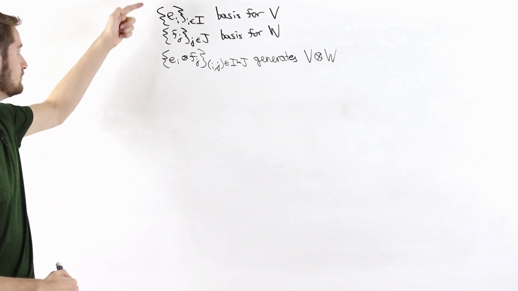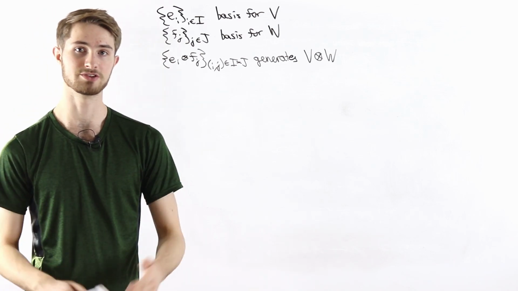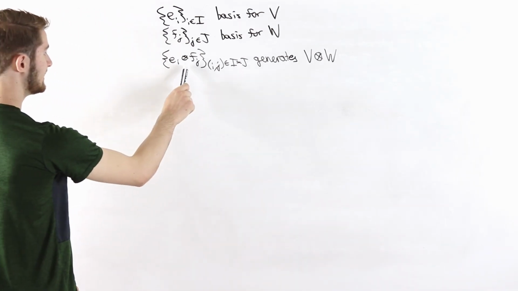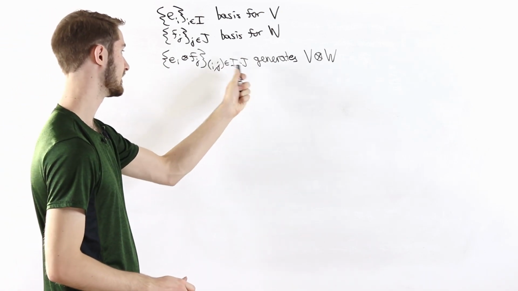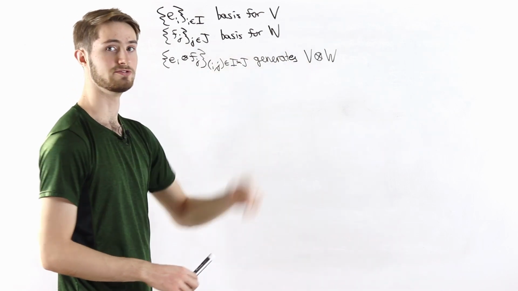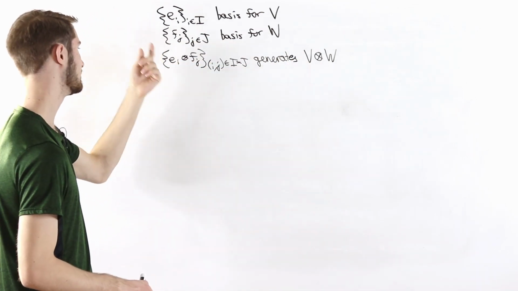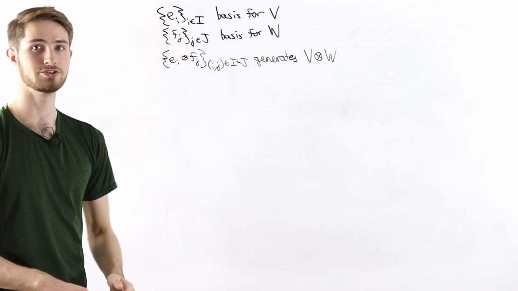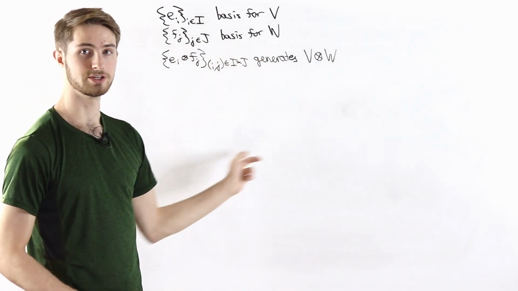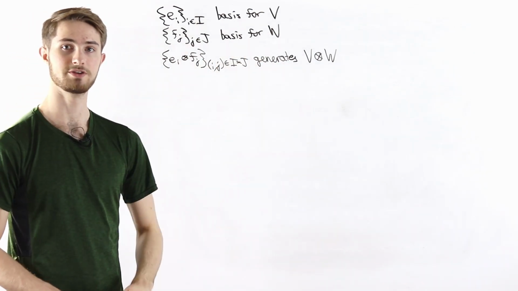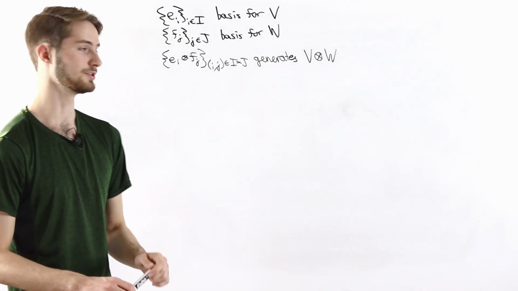Now if we have these two bases for V and W, it's pretty straightforward to show using properties of the tensor product that e_i tensor f_j for the pairs (i, j) in this Cartesian product I cross J generates V tensor W. So this is basically saying that if we take all possible pairs e_i and f_j, those tensors together generate the whole tensor product. You can try to prove this for yourself, or I've also done it in a video in the description, where you can check the timestamp for when I prove this particular result.